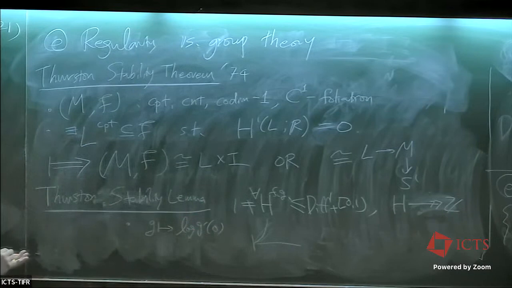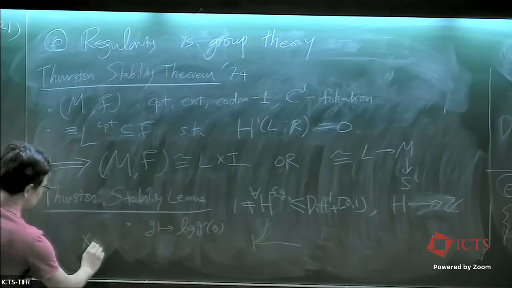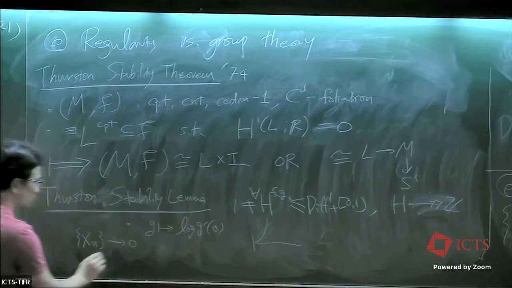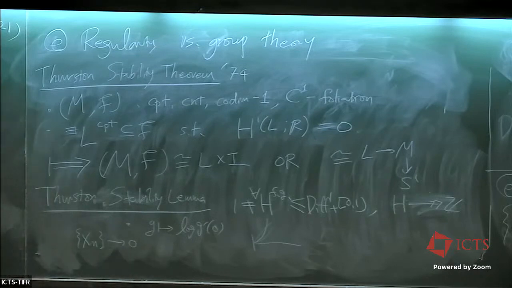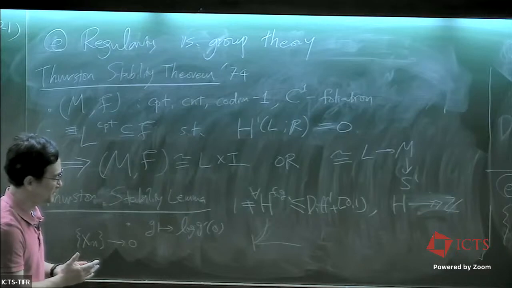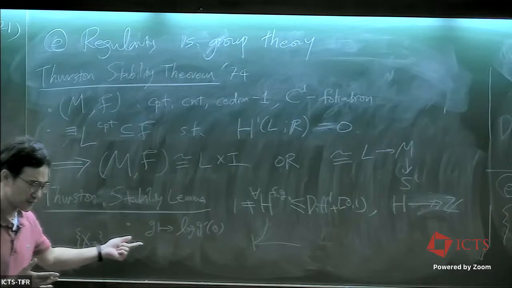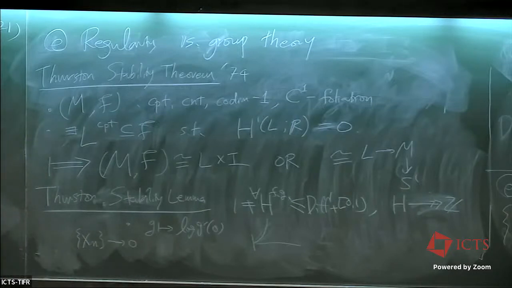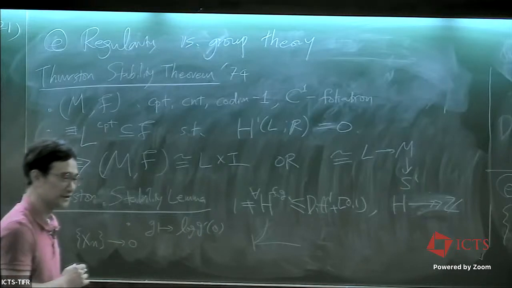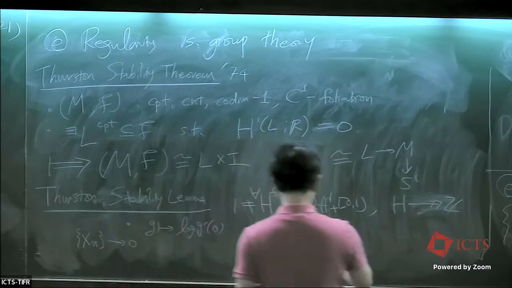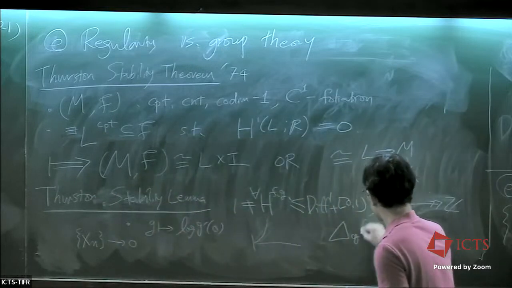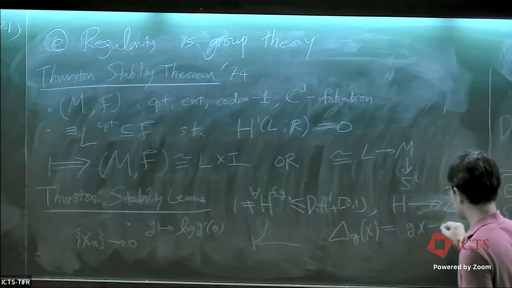Right. Then you consider a certain sequence going to 0. And in Thurston's words, in his paper, these diffeomorphisms act more and more like translations, and the translation part is a homomorphism. So he's exploiting that. He considers, I guess, delta G of X, which is G(x) minus x.